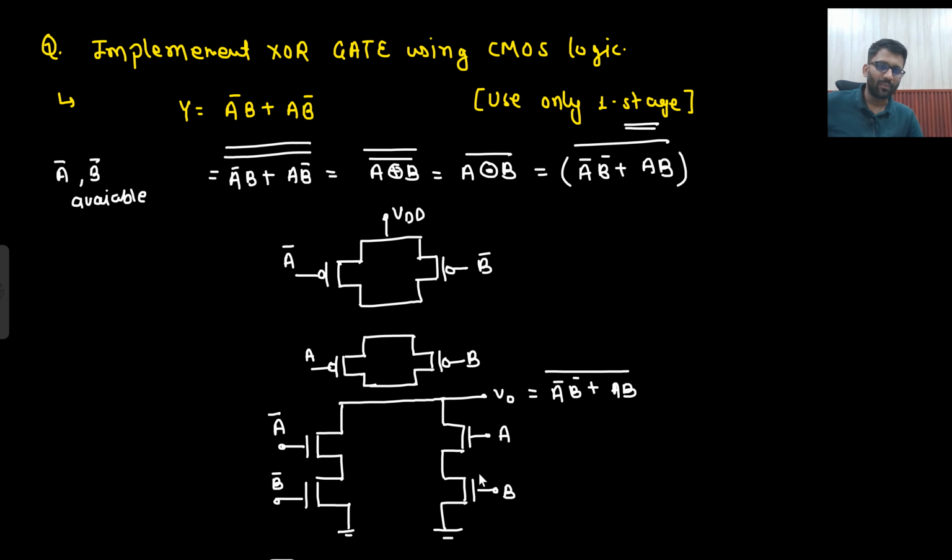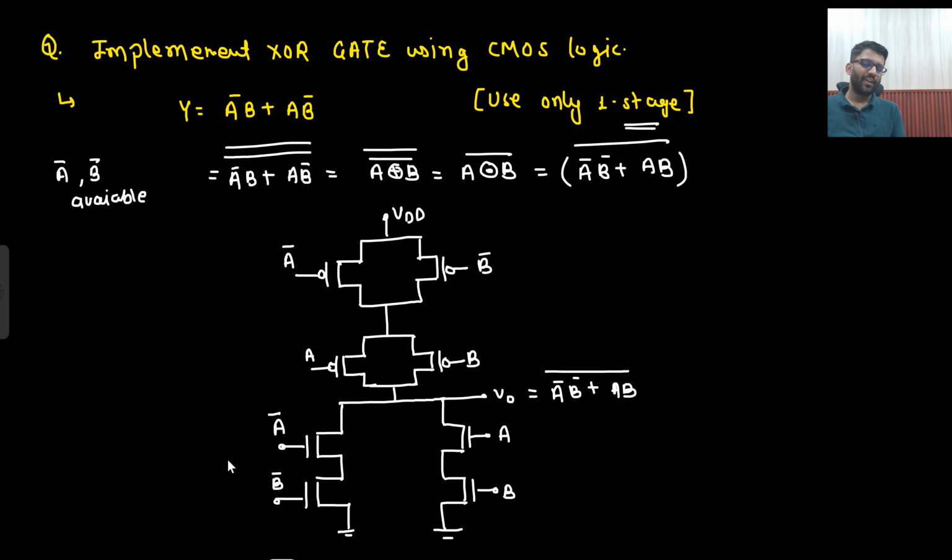I need to implement the PMOS logic for the same. A bar and B bar are in series, I will make them in parallel. A and B in series, I will make them in parallel. Now this configuration and this configuration, they are in parallel. That means this configuration and this configuration will be in series. So there you go.